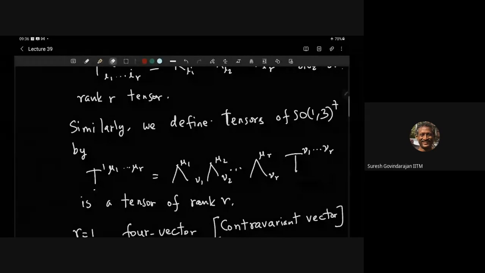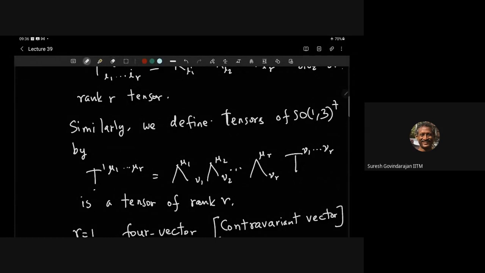Okay, so this is the key. The correct word is that these are irreducible representations of SO(1,3)+. What is that?